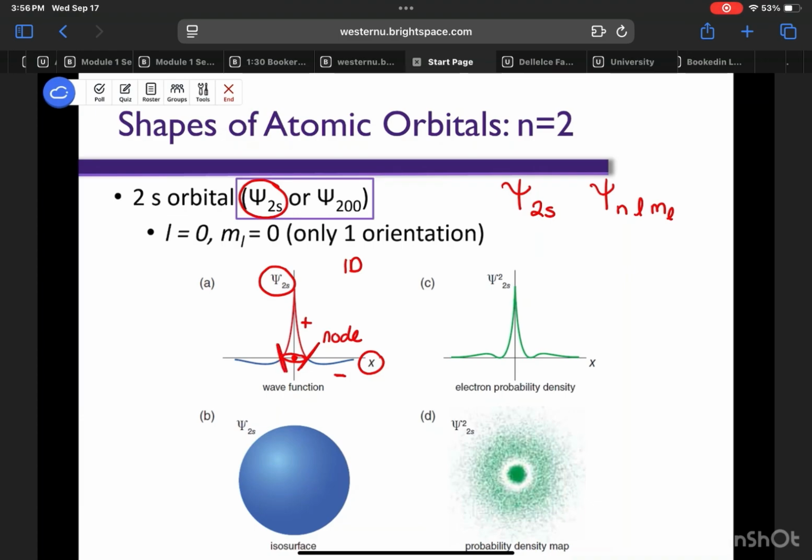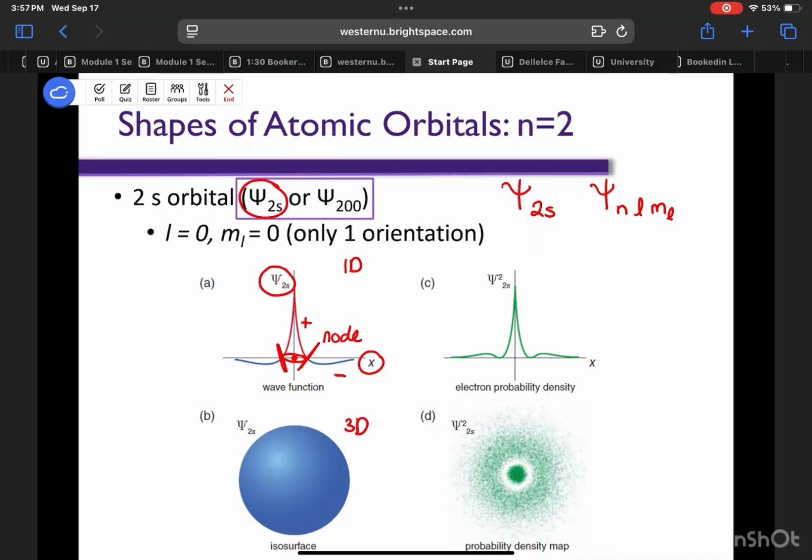That's the one-dimensional picture. The bottom left is the three-dimensional picture. We call this the isosurface. It gives us an idea of the shape and the size. We can't see inside this ball. That's why I brought my squishy ball over here so that I could open it up and show you what's inside. Inside of that isosurface, there's a different phase inside.